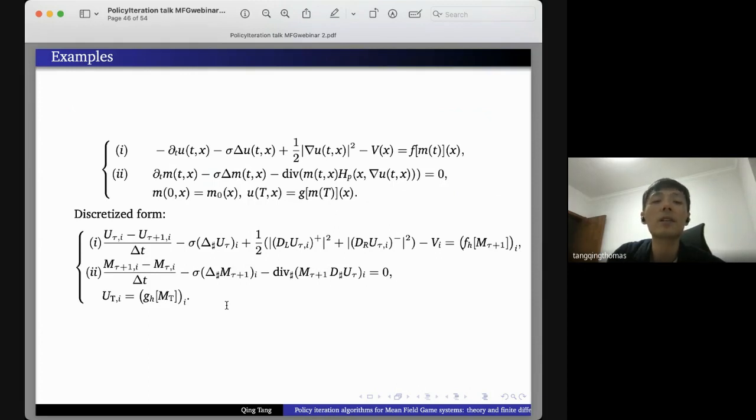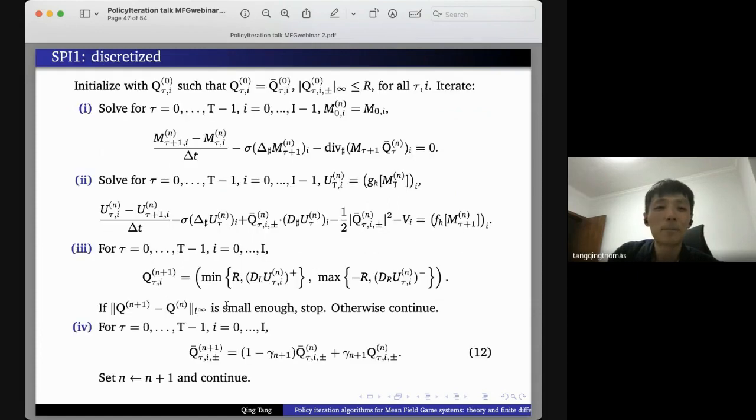Examples. If I solve the system above, it's actually in the discretized form below. So if I say I'm using a finite difference scheme and smooth polarization to solve the MFG system, I'm actually solving the system below, not above. But I believe the convergence can also be shown for the discretized system. I did not do it in the paper. I will do it, but I strongly believe it is true. This is a discretized form of the SPI1.